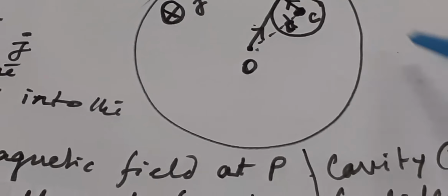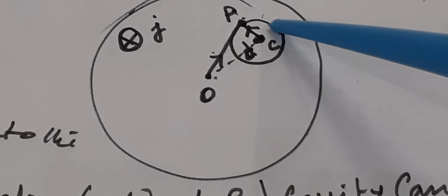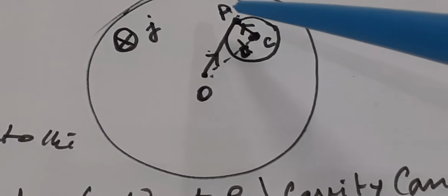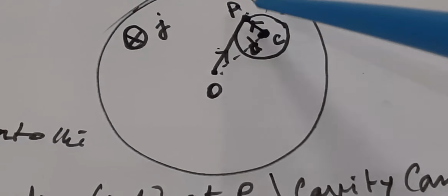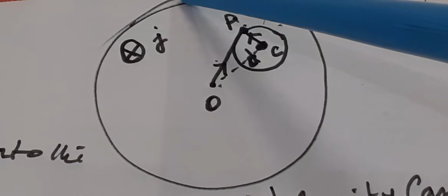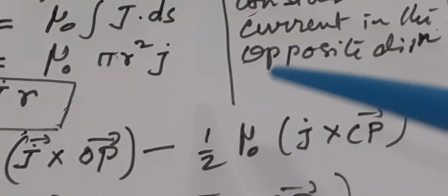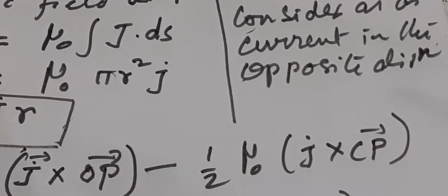Now the current is going in this small cylinder in the opposite direction. So the magnetic field for this portion will be J cross Cp. This is in the opposite direction. That's why this minus has come, because it gives the magnetic field in the opposite direction.